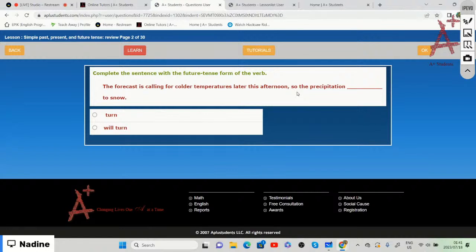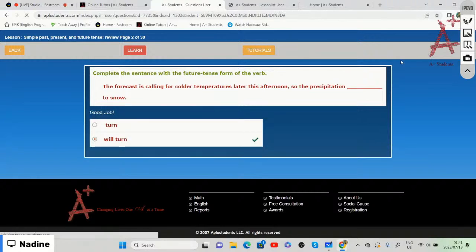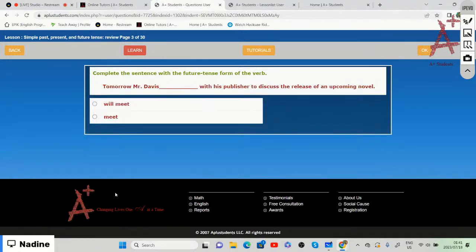And remember, we said with future tense, we add will, right? So it will turn to snow because it must still happen. It hasn't happened yet.